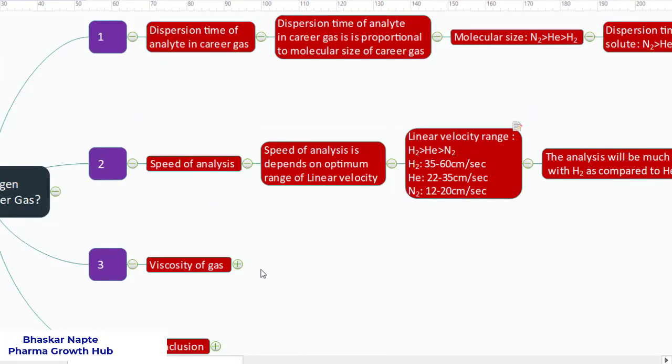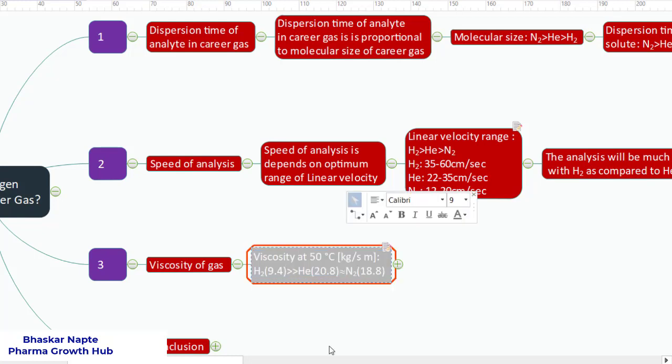Let us talk about the last point, and that is the viscosity of carrier gas. If you look at the viscosity of these three carrier gases at 50 degrees Celsius, you will find that the viscosity of hydrogen is 9.4. Then comes helium, which is much higher. I think the sign over here is mistakenly wrong, so let me correct the sign over here, and it must be greater, right?